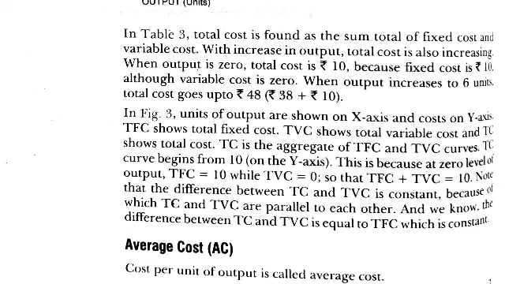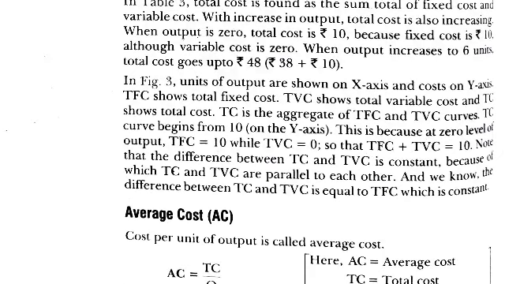Note that the difference between total cost and total variable cost is constant, because of which total cost and total variable cost are parallel to each other. ये आप note कीजिए कि total cost curve and total variable cost curve में जो difference है it will remain constant, because the difference between these two will be total fixed cost, and total fixed cost as we know is remaining constant, because of which total cost and total variable cost curves are parallel to each other. We know the difference between total cost and total variable cost is equal to total fixed cost, which is constant.